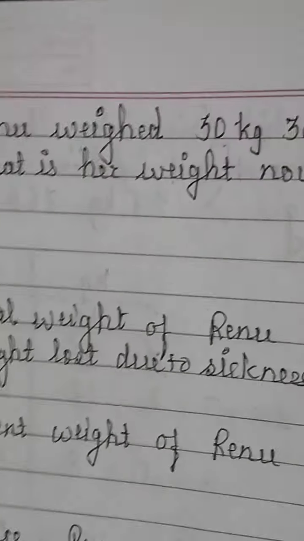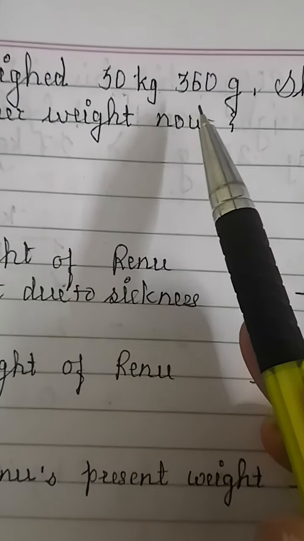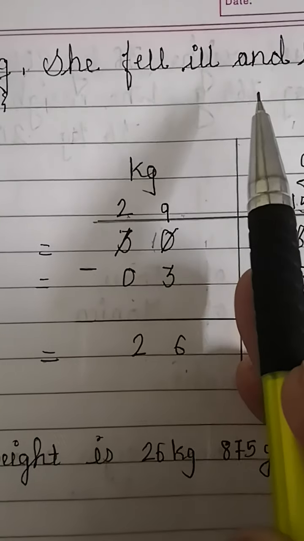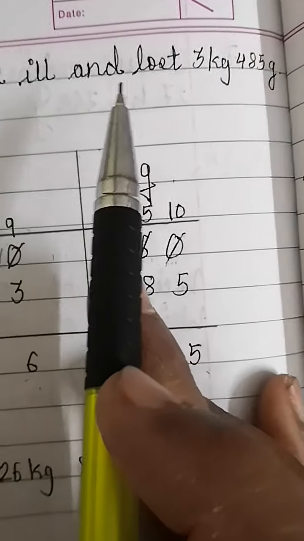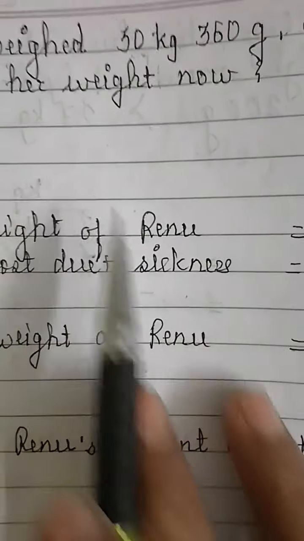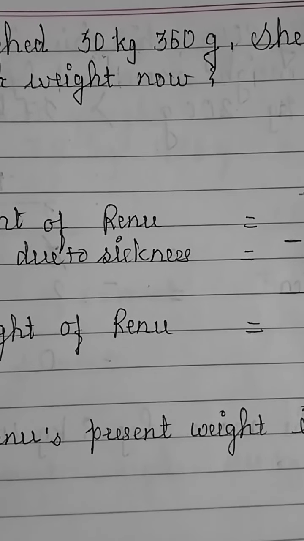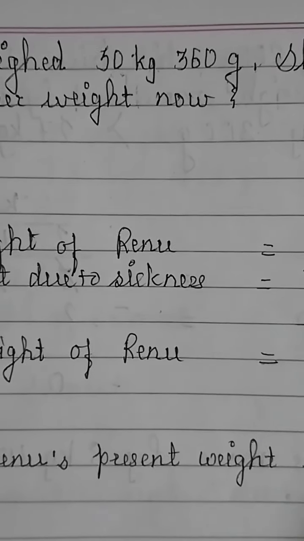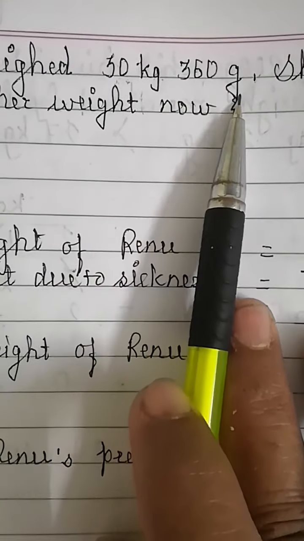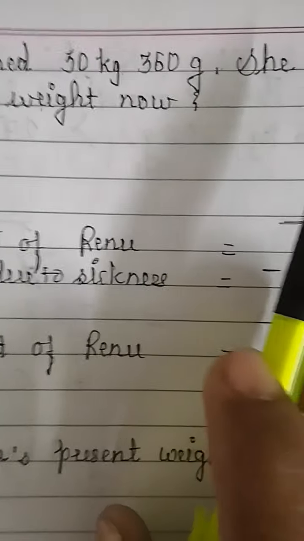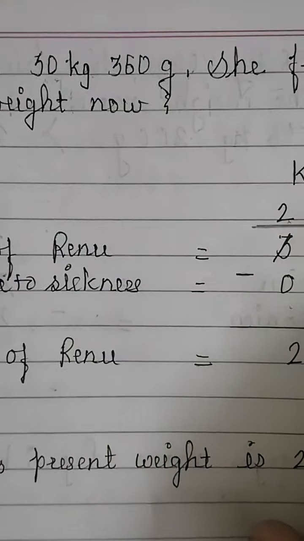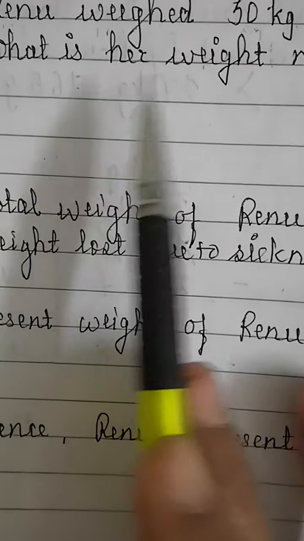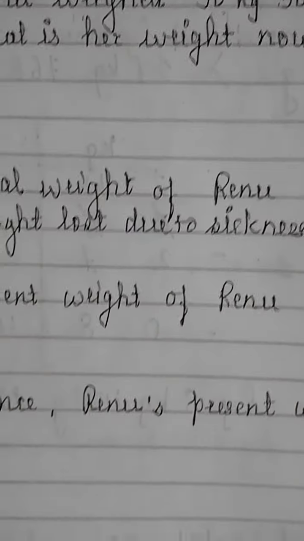Renu weighed 30 kilogram, 360 gram. She fell ill and lost 3 kilogram, 485 gram. What is her weight now? Children, Renu's weight in the beginning given to us here is 30 kilogram, 360 gram. But she fell ill and she lost weight. That is also given to us. She lost 3 kg, 485 gram of weight. And now we have been asked what is her weight now. So let's find it out.